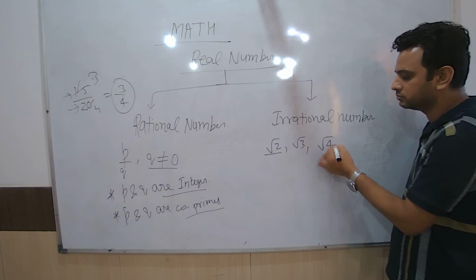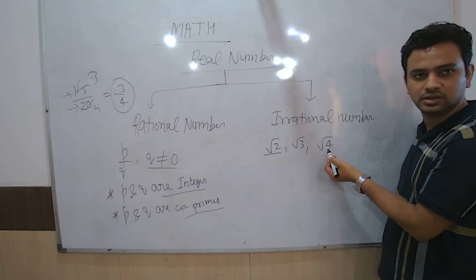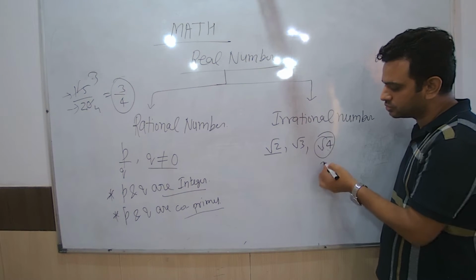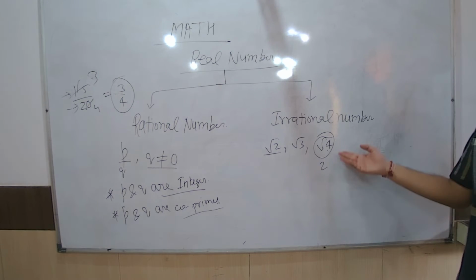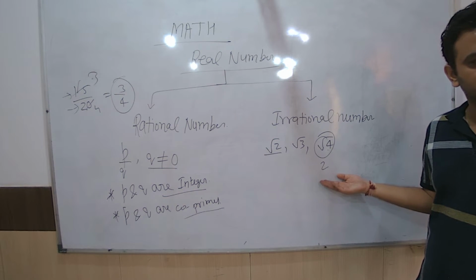But √4 is rational, because √4 means the square root of 4, which is 2, na? If I take the square root, it will become 2 only. But 2 is a rational number. Okay, clear?